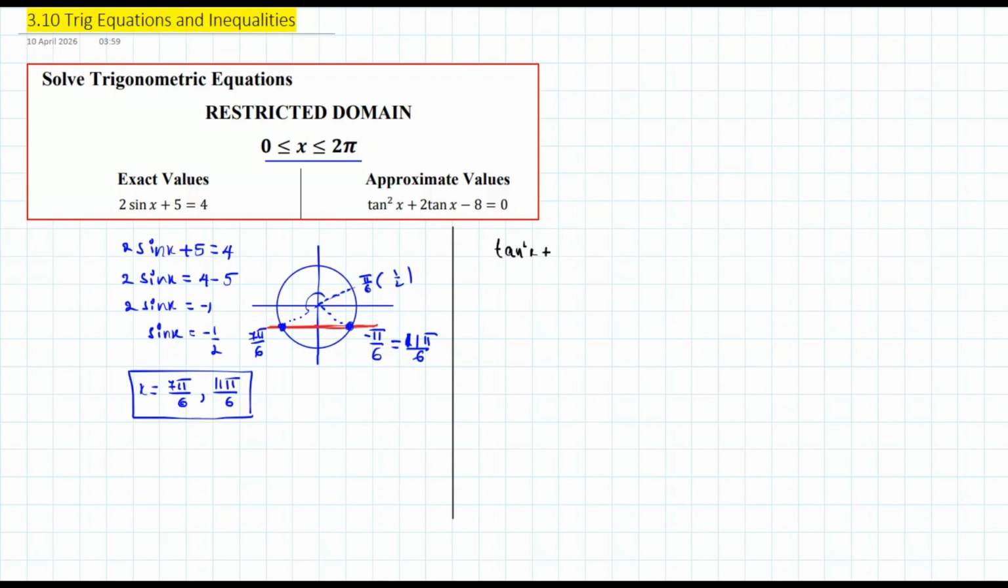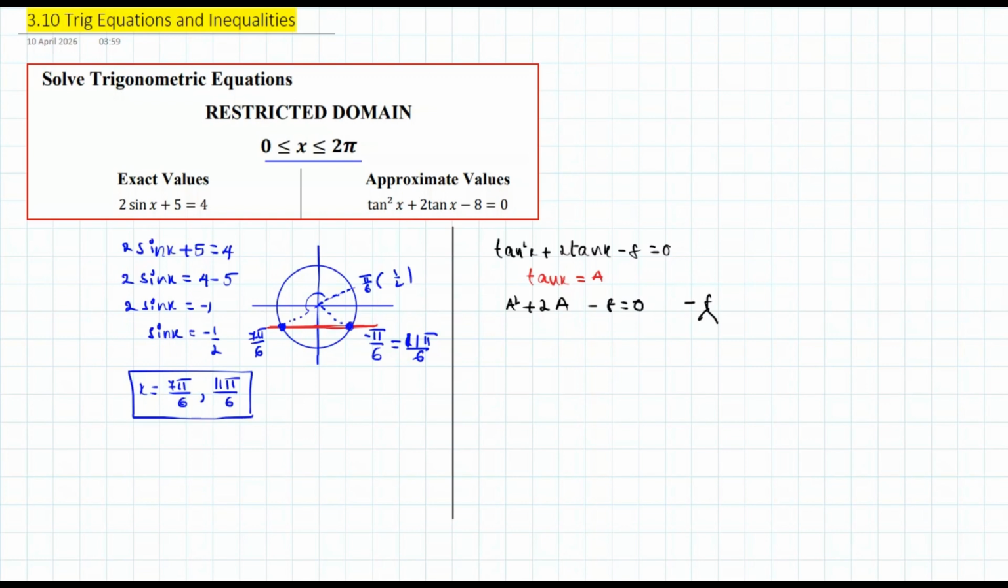Now let's solve another equation. We have tan squared x plus 2 tan x minus 8 equals 0. To solve this equation within the domain 0 to 2 pi, let tan x equal, let's say, a.